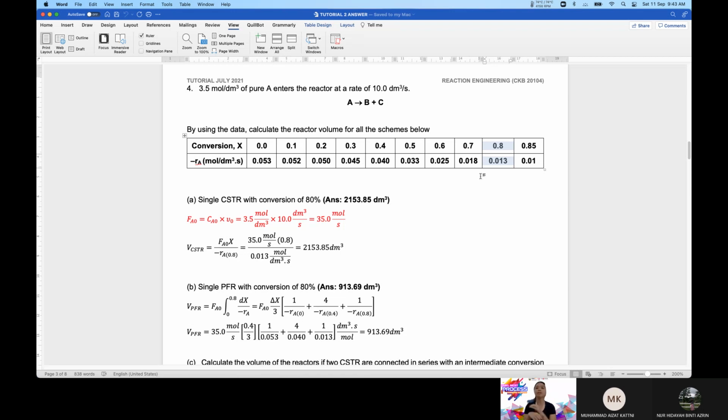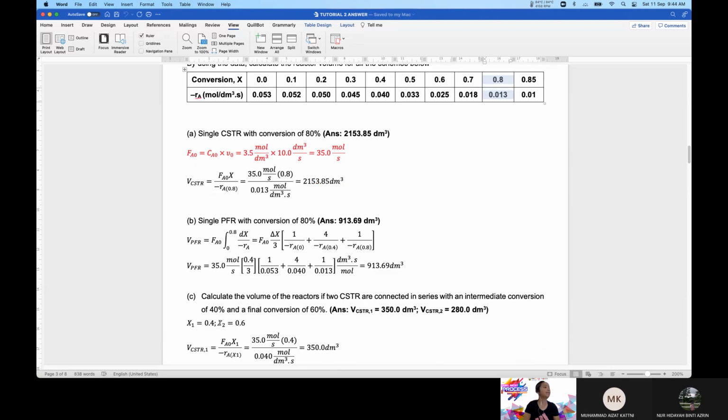So sama konsep, as I always tell you, do unit cancellation. So you can see if I do the unit cancellation, yang tinggal hanyalah unit dm cube. So nak cari volume, unit dm cube, which is actually the dimension dia volume. So most likely perkiraan kamu adalah betul. So done for part A.